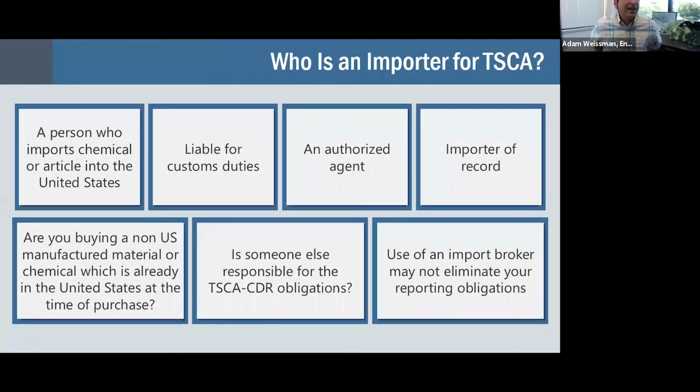Again, this is who's an importer. This is one that you're going to see. There's several papers, and in fact, there's an imported articles document that's pretty good. So I think this is confusing, so let's just go through a few of these. The person who imports the chemical article into the United States. Okay, that sounds basic. The person who's paying customs duty. An authorized agent from the buyer who's authorized to be importing. The importer of record.